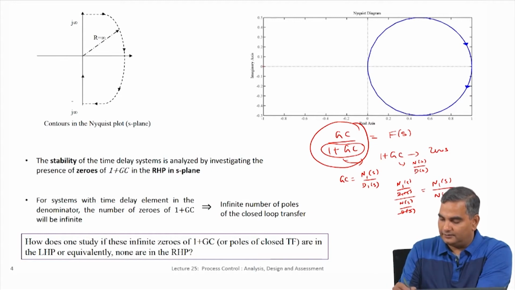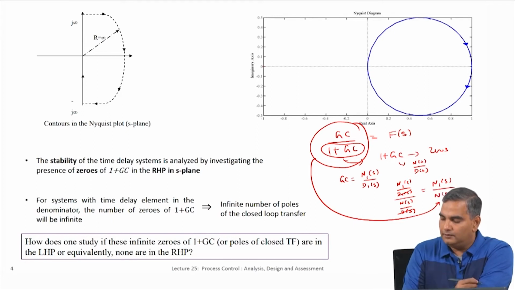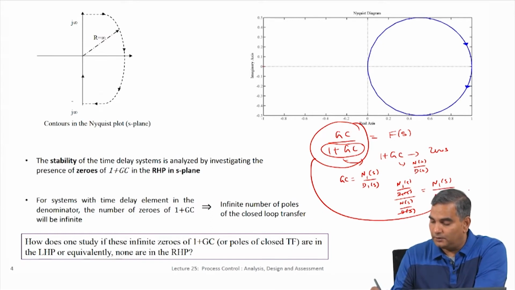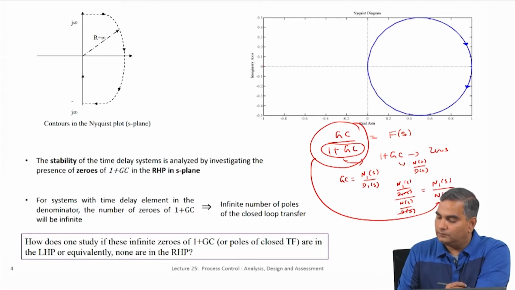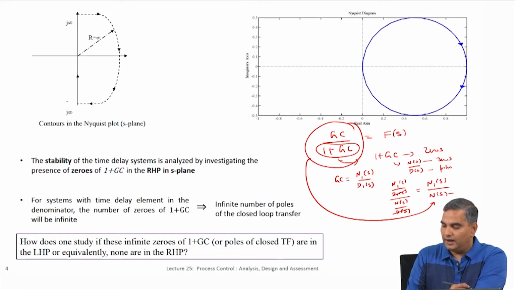So if you look at this, then the stability of Gc by 1 plus Gc depends on the numerator polynomial of 1 plus Gc. In fact, when you think about this numerator polynomial of 1 plus Gc, we are looking at the zeros of 1 plus Gc, and the denominator will give you the poles of 1 plus Gc. So basically what we are saying is, I want to find out if this numerator polynomial of 1 plus Gc has any zeros in the right half plane, right.